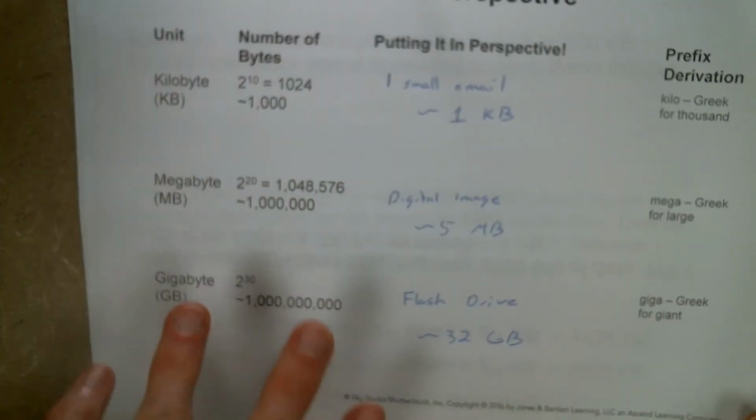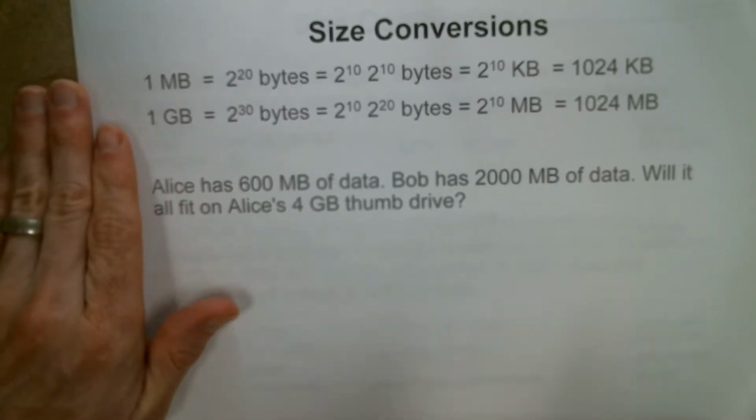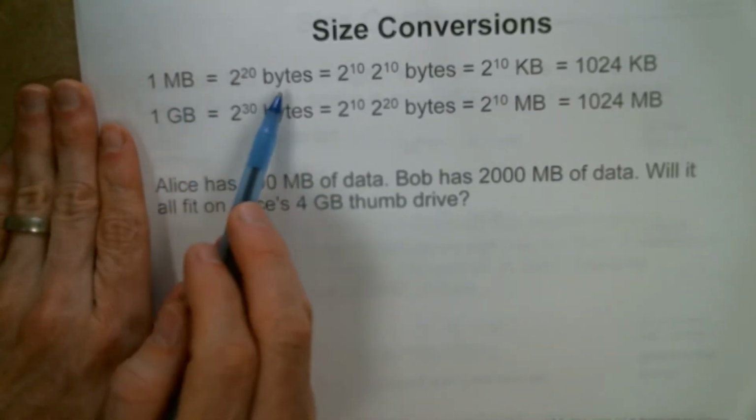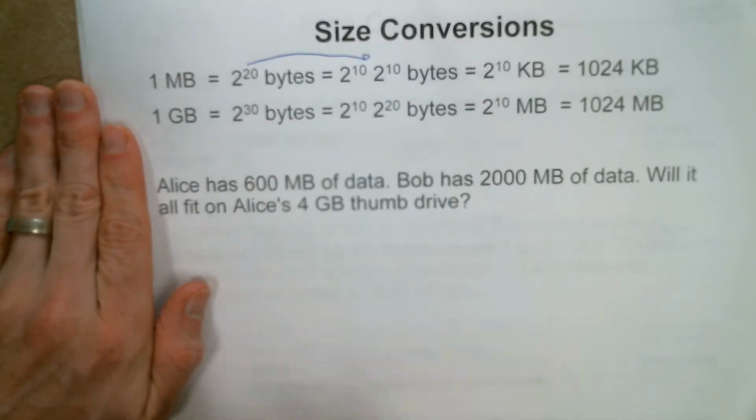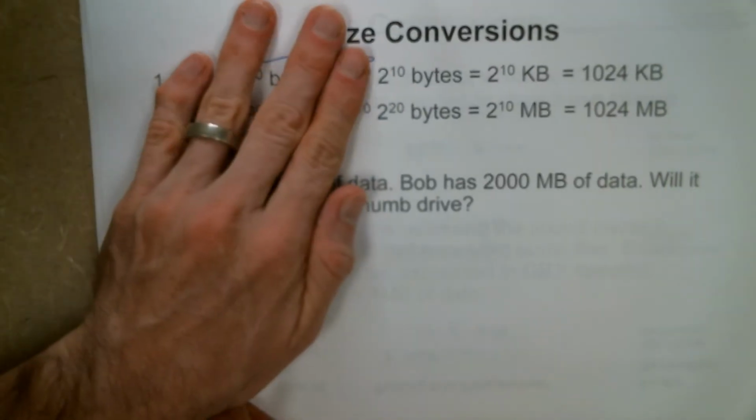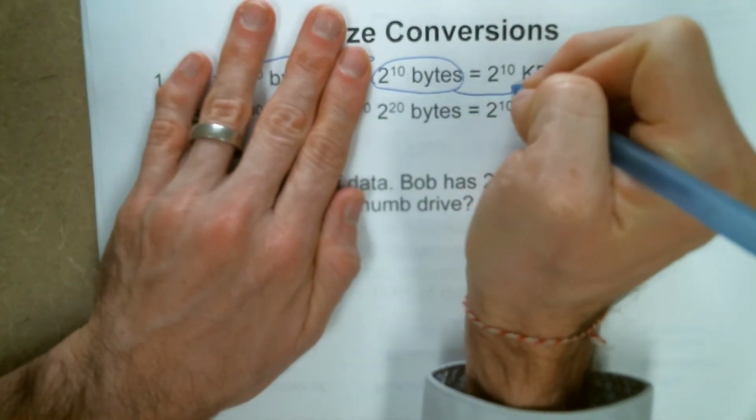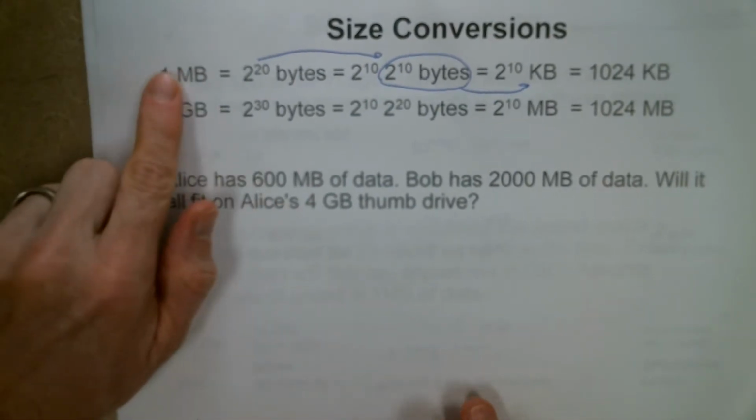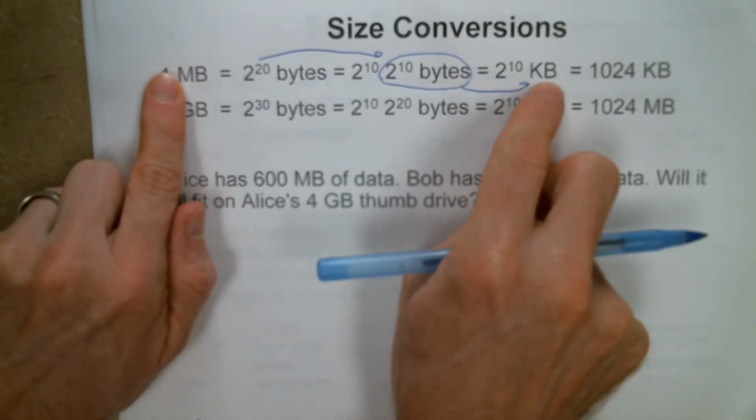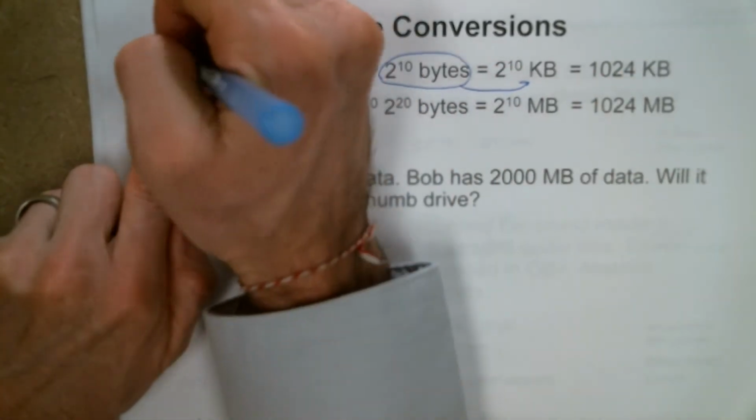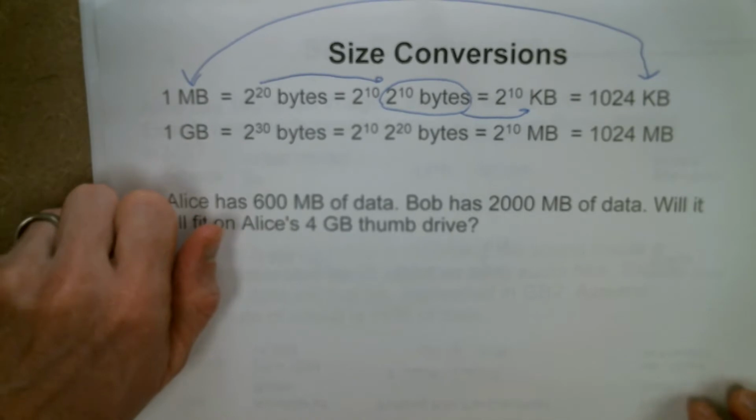Now, one thing that you're going to need to be able to do with these is convert between different sizes. Up here at the top, we have 1 megabyte is 2 to the 20th bytes. That's what we just talked about. So I could rewrite 2 to the 20th as 2 to the 10 times 2 to the 10. And I already know that 2 to the 10 is really 1 kilobyte. So another way to think of a megabyte is 2 to the 20 bytes, or it's 2 to the 10 kilobytes, and 2 to the 10 is 1024. So this is probably the most useful part: 1 megabyte is really 1024 kilobytes.